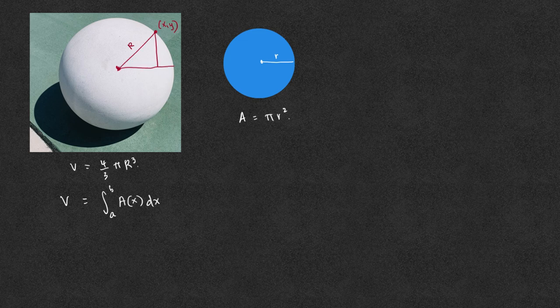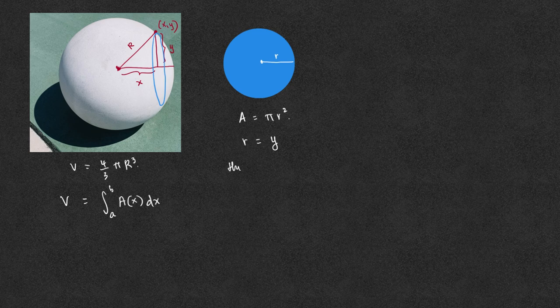We position the sphere so that the origin is at the center, the horizontal axis is the x-axis, and the vertical axis is the y-axis. Then the radius is y. It is the distance from the horizontal axis to the point (x, y). The radius of the cross-section is therefore y.